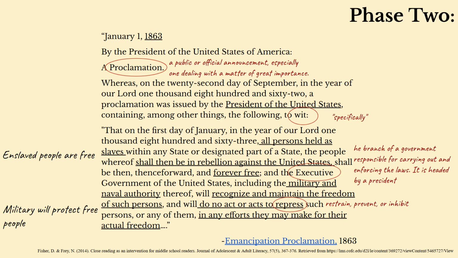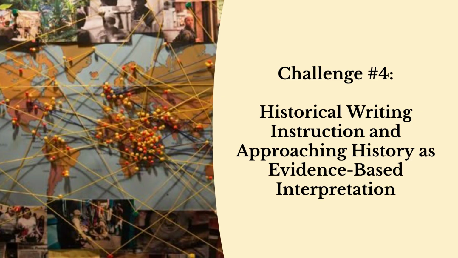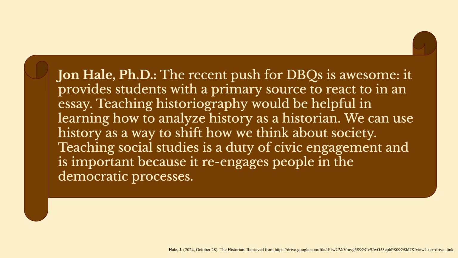In the second phase, a student may underline phrases that seem to encapsulate the main message. The students may write in the margins of the text, listing or explaining their significance to the general message. And in the final phase, the students would be instructed to write a short summary of the text. The final and most complex challenge in a history classroom is historical writing instruction and approaching history as evidence-based interpretation. As explained by Dr. John Hale, the recent push for DBQs is awesome.